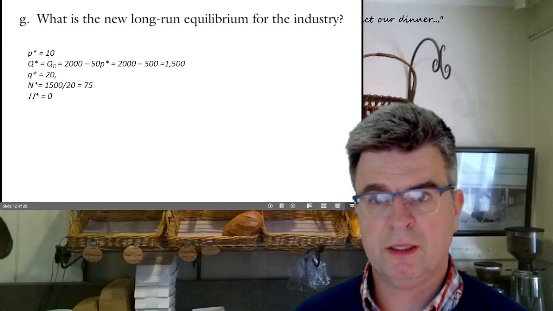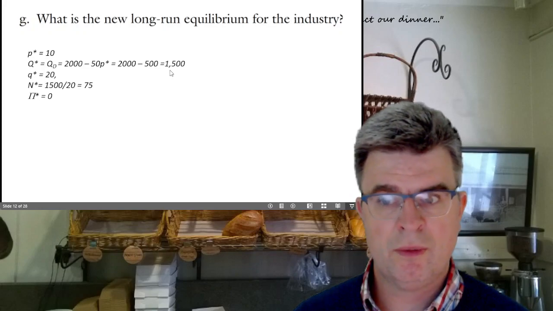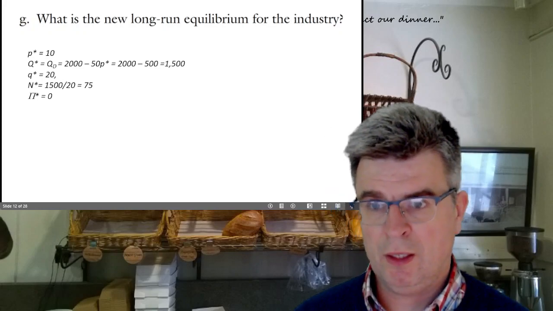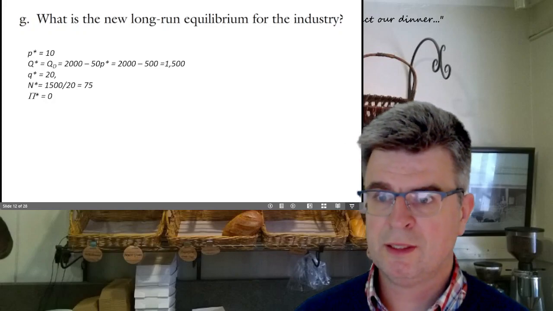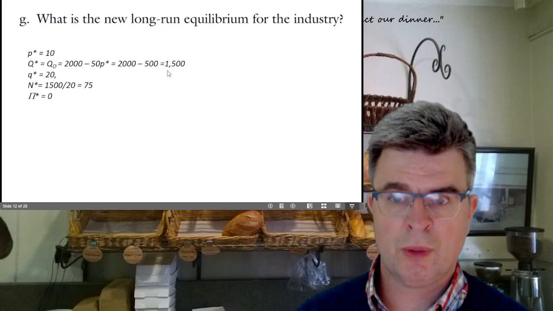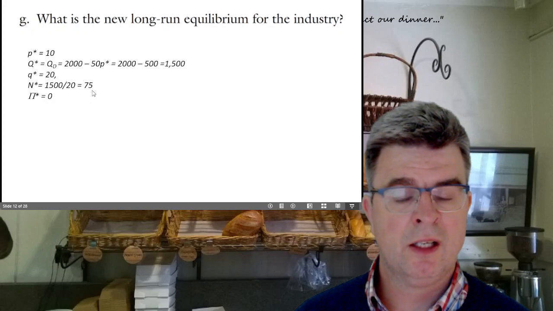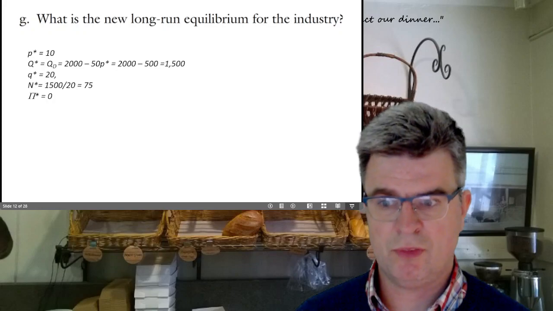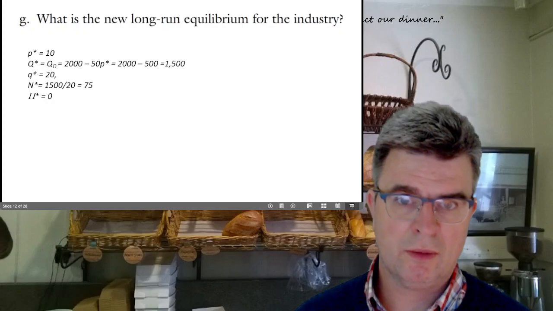We plug this value of 10 into the new demand function. So the new equilibrium quantity is 1500. Since none of the firms will make a profit, and the market price again is 10, each firm in the long run will produce 20 units. With 20 units per firm and 1500 units in total, it means that we have entry by another 25 firms, bringing the total number of firms up to 75. And equilibrium profits are back to 0.